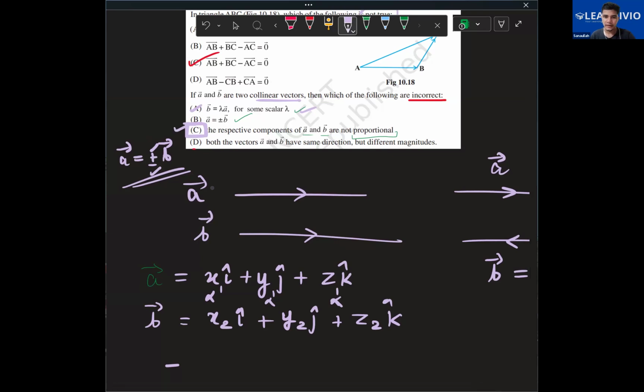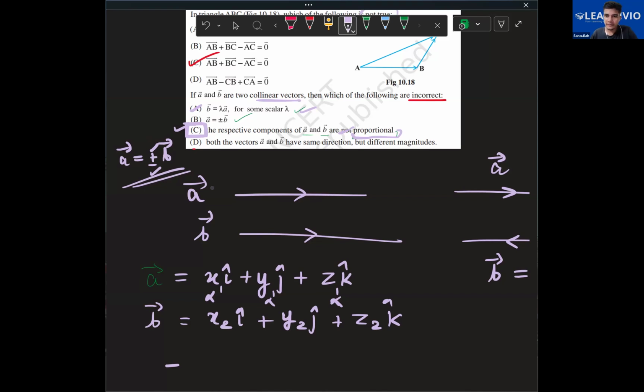No, it should be incorrect because either the word 'not' will not be here. If it is 'not', then this is an incorrect option because they are proportional.